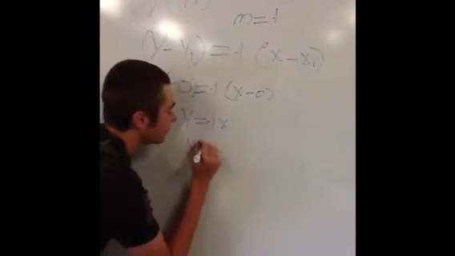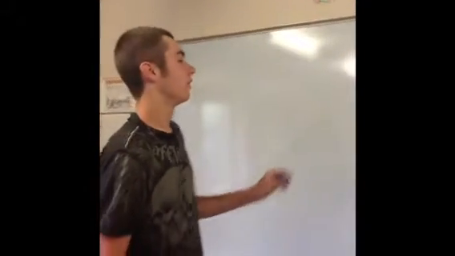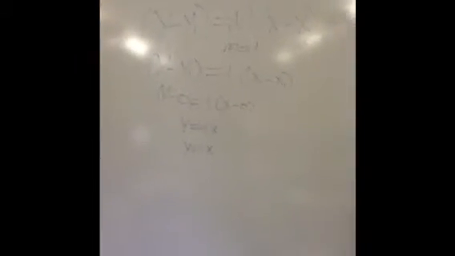y equals negative x. This is simplifying from point slope form because we have the point 0, 0. Which makes it very easy to show an example.